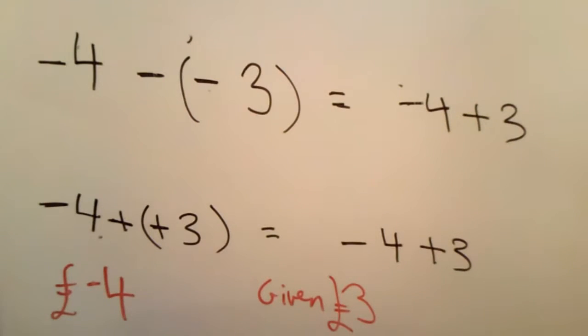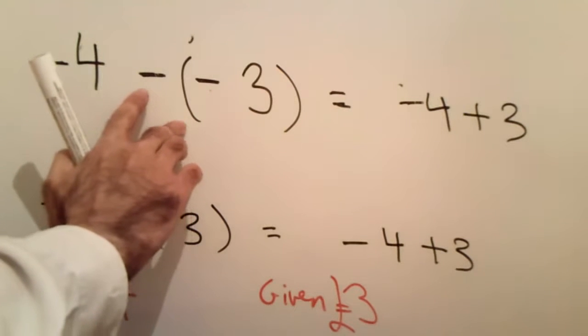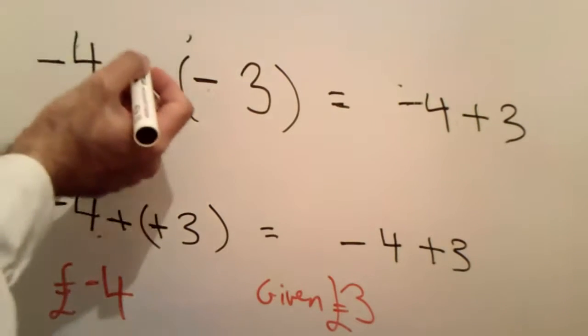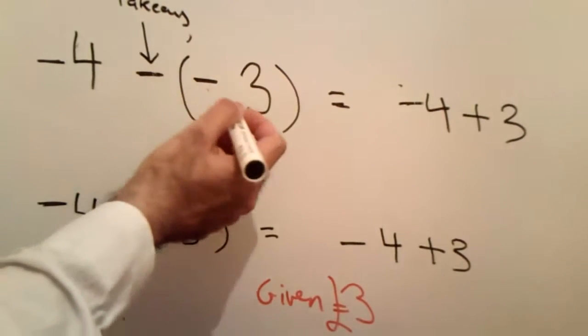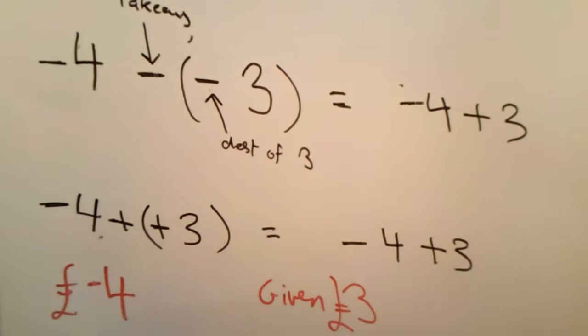Okay, continuing on with our money example, let's imagine a situation where you owe the bank £4, so you've got -4 pounds in your account, and you're given £3. Someone puts £3 into your account. So what this expression is saying is -4 take away the debt of 3.